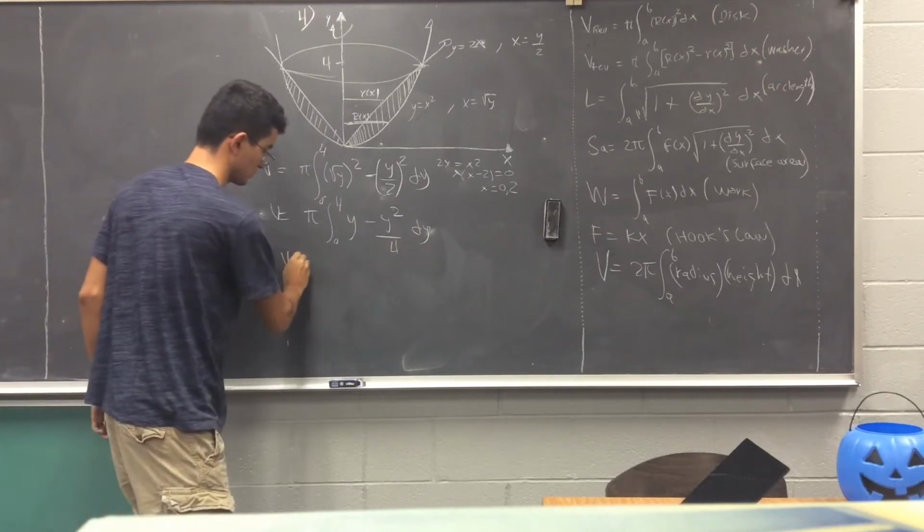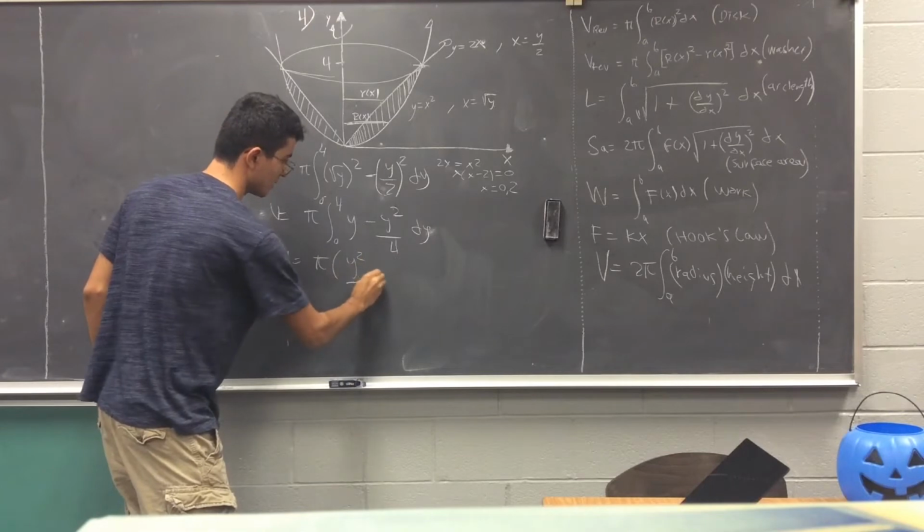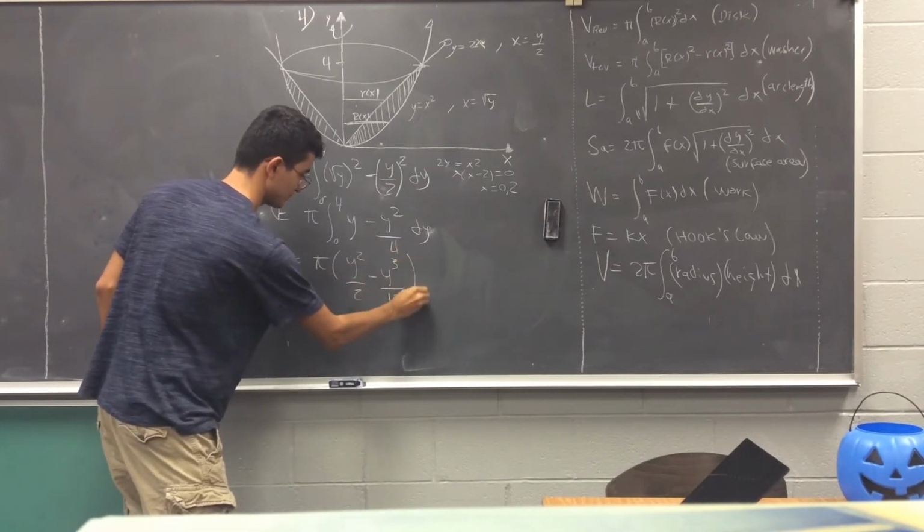Now the volume is going to be equal to pi times y squared over 2 minus y cubed over 4 times 3, which is 12, from 0 to 4.